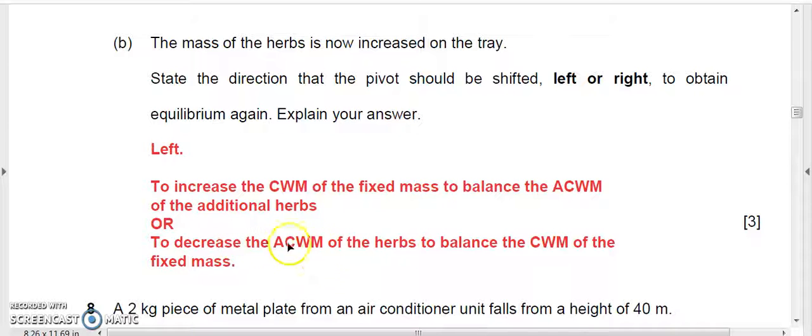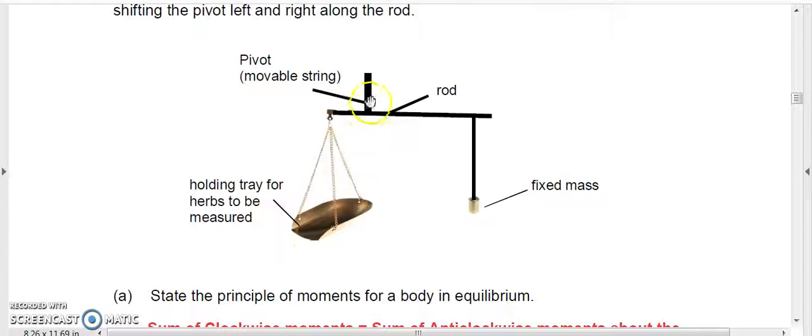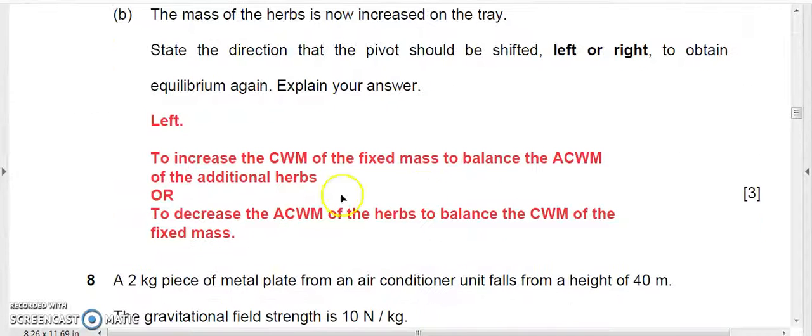Or if you move left, effectively you are decreasing the anti-clockwise moment just to balance the clockwise moment of the fixed mass. So basically, if you move this here, you are either decreasing this moment so you can balance this here, or you can increase this moment because you move left, right? That's a longer distance. Increase this moment to balance the additional moment caused by the additional herbs here. Okay, so the second mark is for balancing the anti-clockwise moment. Okay.